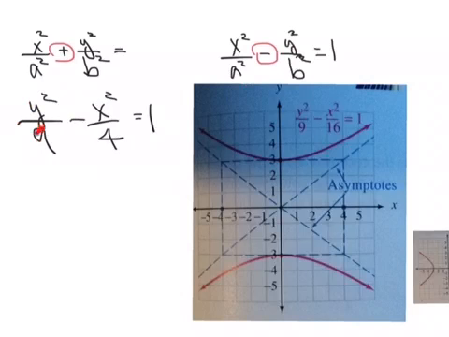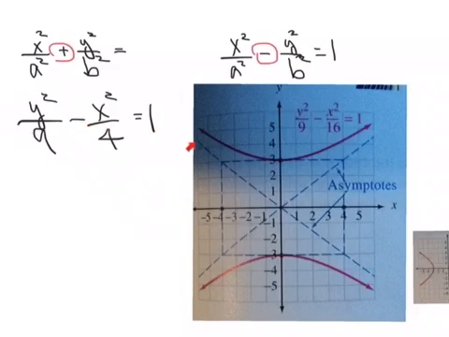So it doesn't matter if the y is first or second. You still look at the number under it and you go up the square root of that number on the y-axis. Same thing here. Even though the x is second, we still go back and forth.